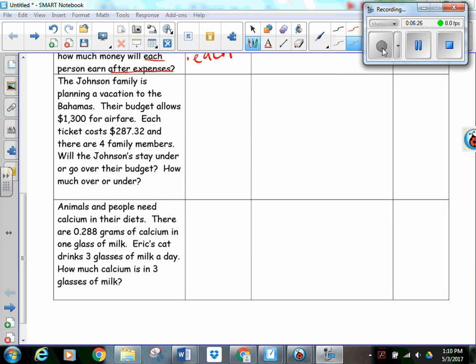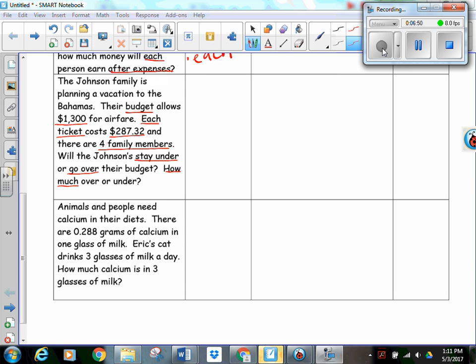All right, so look in here. Some important information that I would underline is budget, and the budget is $1,300. I'm also going to underline each ticket costing $287.32. It's also important that there are 4 family members, and the question wants to know if we're going to either stay under or go over the budget, and by how much.